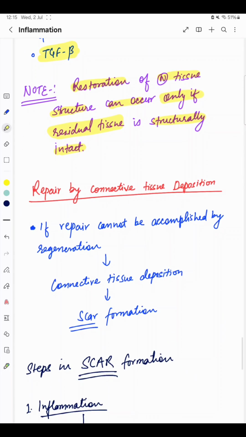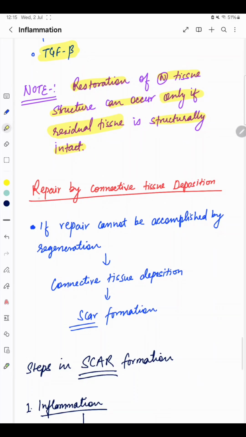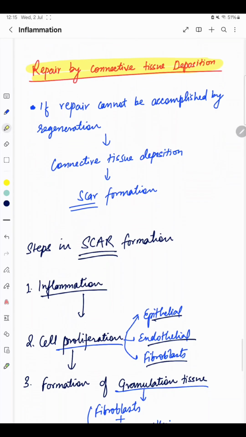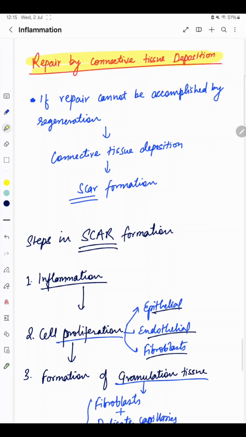Now we will see repair by connective tissue deposition. If repair cannot be accomplished by regeneration, then what happens? Connective tissue deposition will occur, and there will be scar formation, which provides structural stability.